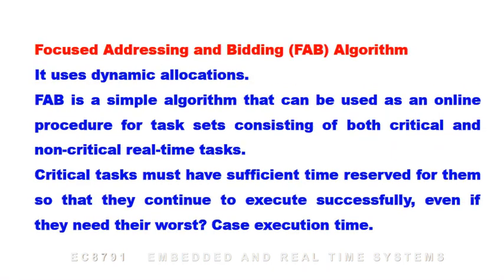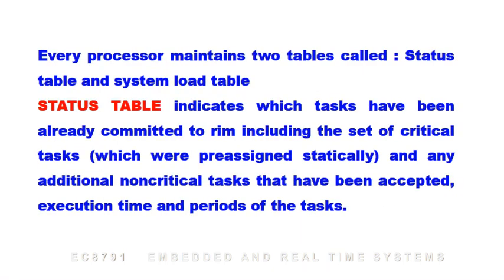Focused addressing and bidding algorithm. It uses dynamic allocation. FAB is a simple algorithm that can be used as an online procedure for task sets consisting of both critical and non-critical real-time tasks. Critical tasks must have sufficient time reserved for them so that they continue to execute successfully, even if they need their worst case execution time.